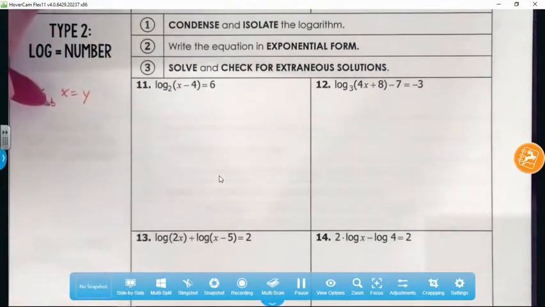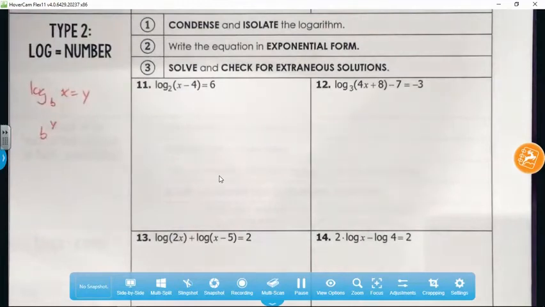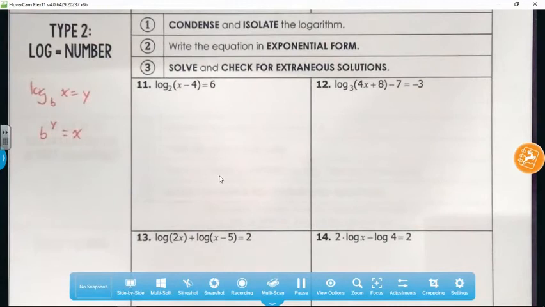The base of the log is the base of the exponent. What it is equal to becomes the new exponent. And then whatever's left over, the product, stands out like that. So we're going to use this to answer this question right here.